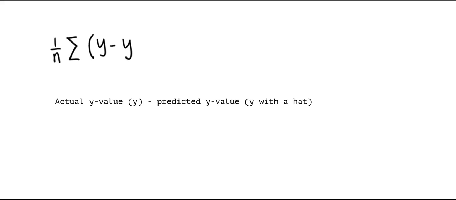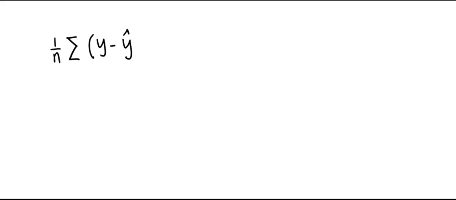The 1 over n means you're taking the average. The summation notation means you're adding up the squared distances of the differences between the actual y value and your predicted y value. Why are you squaring it? To make all of the negative distances positive. So that's all that linear regression is, creating a line that best fits the data by minimizing the error.